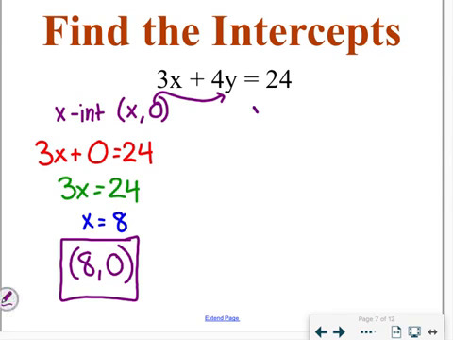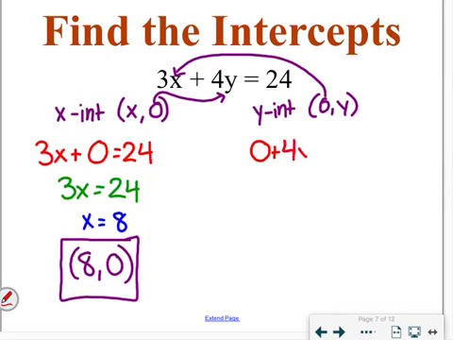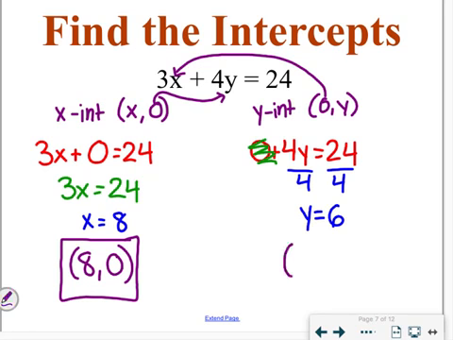On the other side, if you're looking for the y-intercept, that was 0, y. So you're going to plug that 0 value in for the x this time. 3 times 0 still gives me 0. Adding 4y is equal to 24. Again, the 0 does not really matter, so we can just cross that out. Dividing by 4 on both sides gives me an answer of y is equal to 6. So our final answer for the y-intercept is 0, 6.